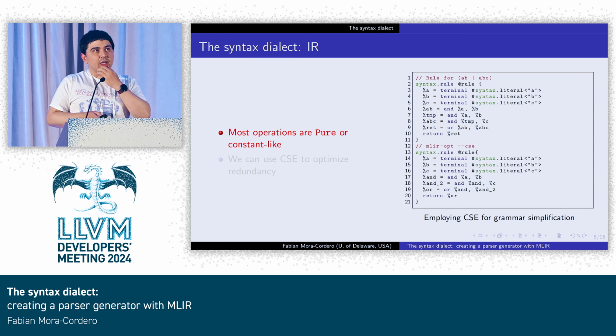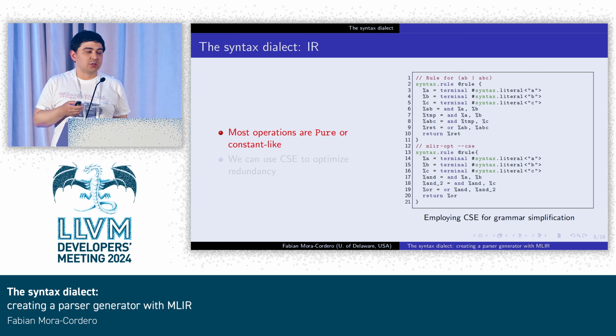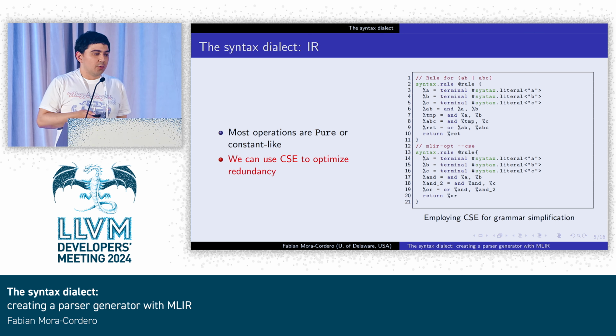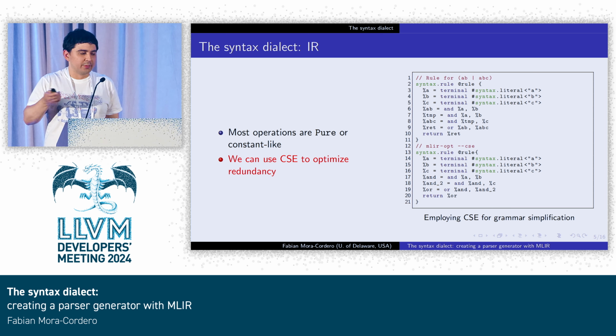Now, one of the things in terms of the design is that most operations are either pure or constant-like. In terms of MLIR, this means that they have no side effects or they behave like a constant, which means that we can use CSE, or common subexpression elimination, to optimize the redundancy.